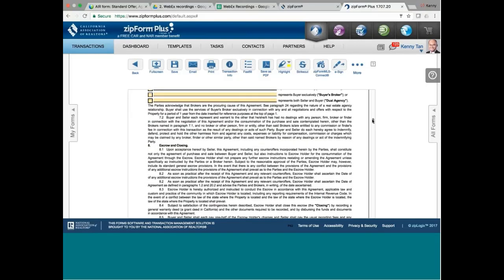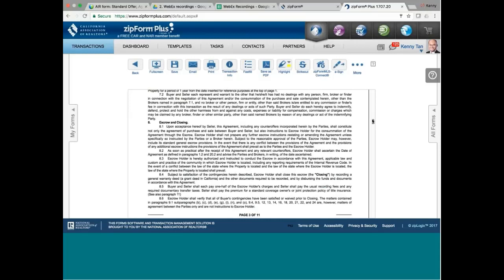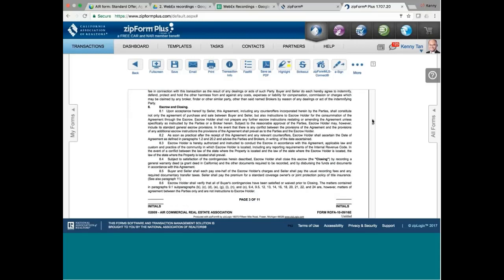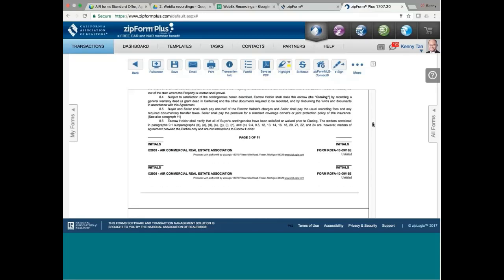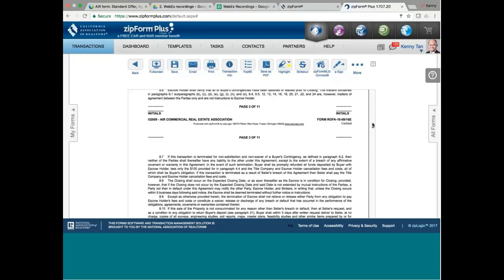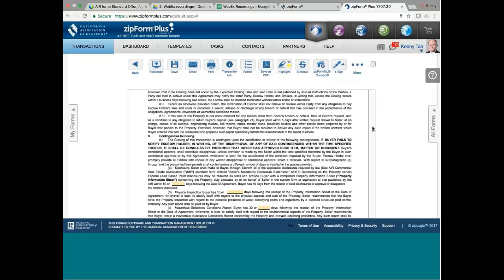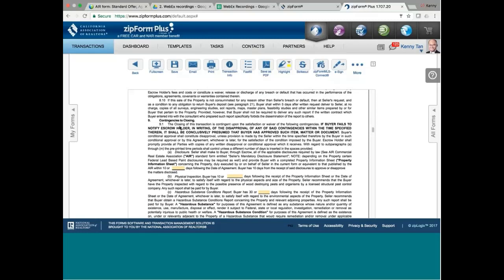And escrow and financing. You really do not need to pay a lot of attention to it yet. Maybe I save it for the next time. Today we don't have a lot of time to go over every single detail. Today I'm just kind of showing you how to fill out the form and not to explain the entire form to you. And then you got contingencies to closing.